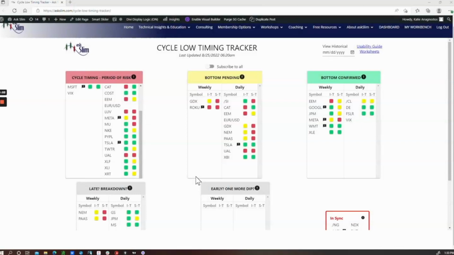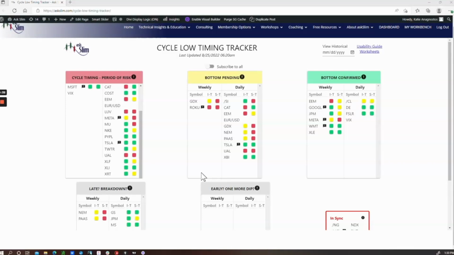You're looking at our cycle low timing tracker, a tool that our members use to identify potential opportunities going into cycle timing windows when we expect a current cycle to make a low, and also to identify possible opportunities coming out of those timing windows when we're entering the rising phase of a new cycle. The Cycle Low Timing Tracker covers the symbols on our askSlim focus list. That's a list of the most widely traded symbols across a variety of sectors.